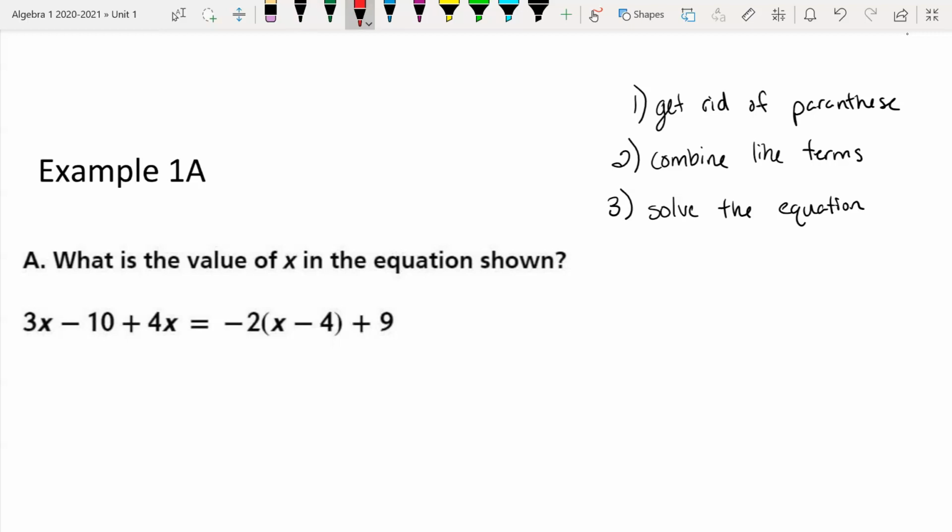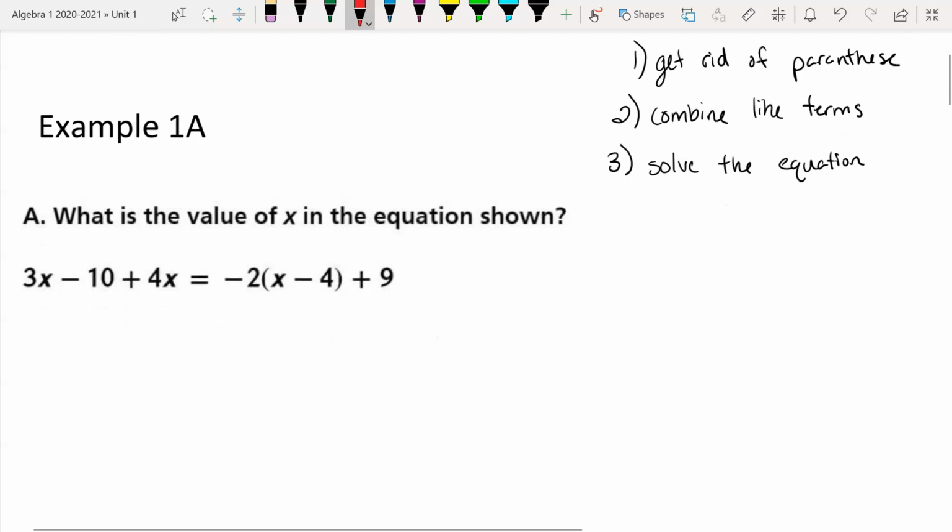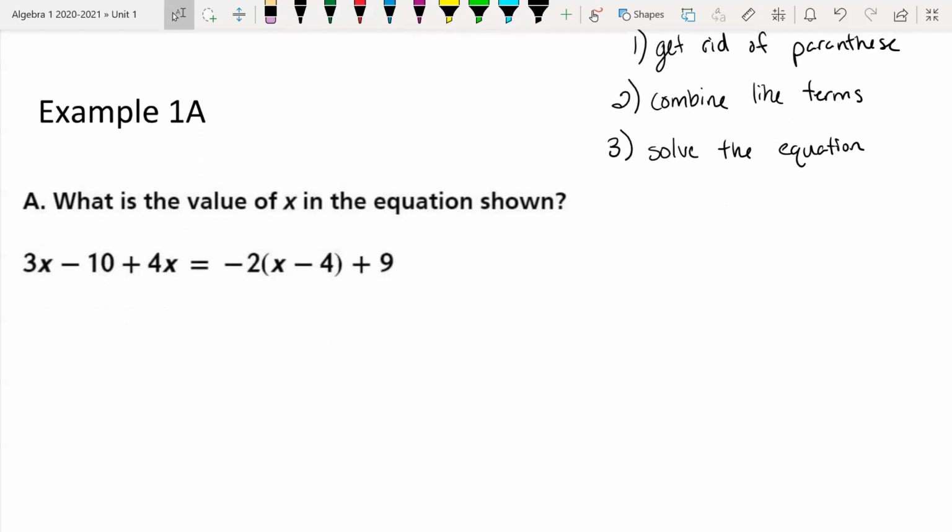All right, so if we follow these steps, the first one for this first problem would be to get rid of the parentheses. In order to do that, I have to distribute right here, because that means I am multiplying. So I'm going to distribute this -2 to both of these. So I'm going to rewrite the left-hand side. It's going to stay the same.